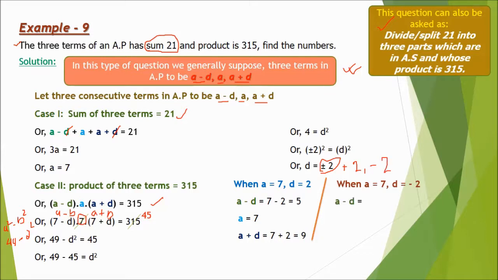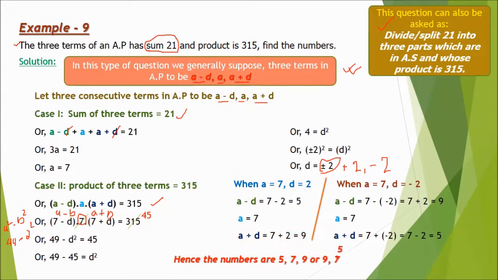Now when d is minus 2, a minus d will be equal to 7, and as there is a minus sign, we have to use brackets, so 7 plus 2 is 9, and a is equal to 7, and a plus d is 7 plus bracket minus 2, that is 7 minus 2 is 5. Now our answer, hence the numbers are 5, 7, 9 or 9, 7, 5. There are 6 answers, 6 numbers.